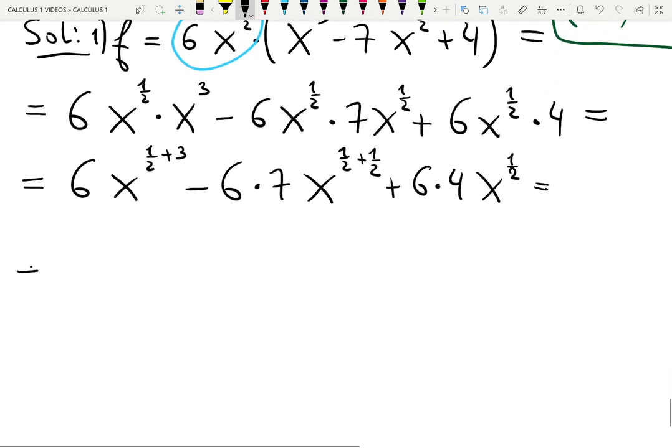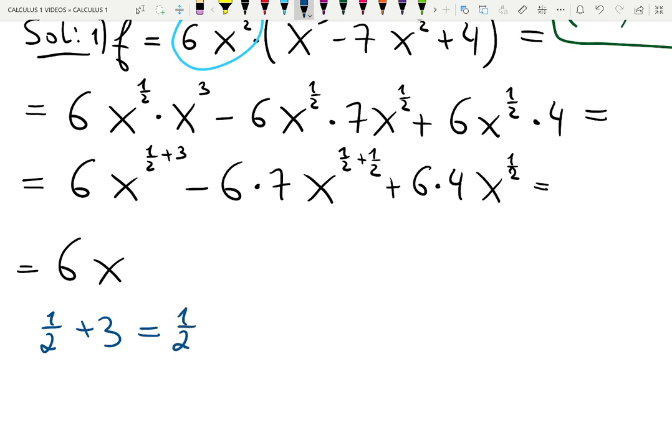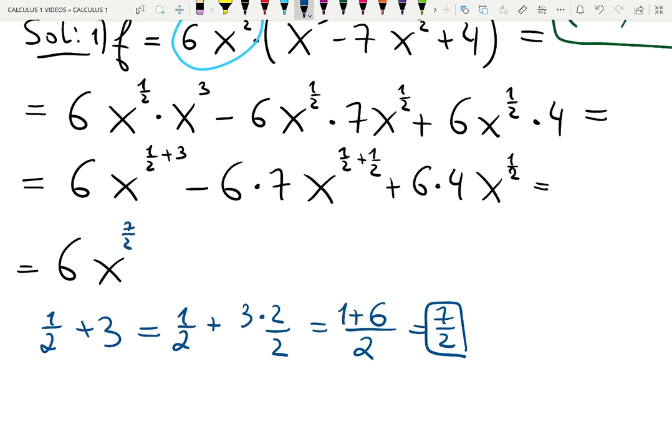Let's do some algebra, your favorite part, right? So, 1/2 plus 3. Remember, you can always write down 3 as 3 times 2 over 2. And that creates a common denominator. You can write it down as 2 is a common denominator. And now we have 1 plus 3 times 2, which is 1 plus 6, which is 7 over 2, like so. Thus, we have 7 over 2. That's good.